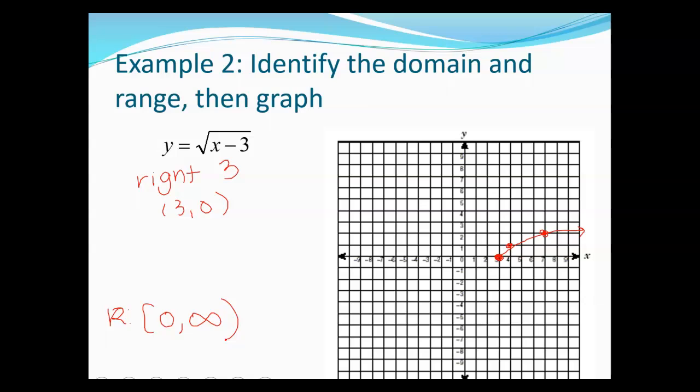Did my domain change? Yes. So the domain from a square root comes out taking what's under the square root and setting it greater than or equal to 0. So you can see that the graph shifted right 3 units. The domain then also shifts right 3 units. So instead of being greater than or equal to 0, now my domain is greater than or equal to 3, or from 3 to infinity.